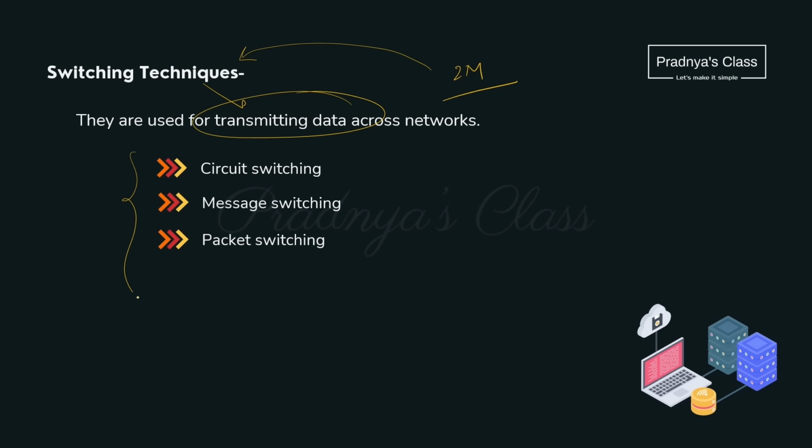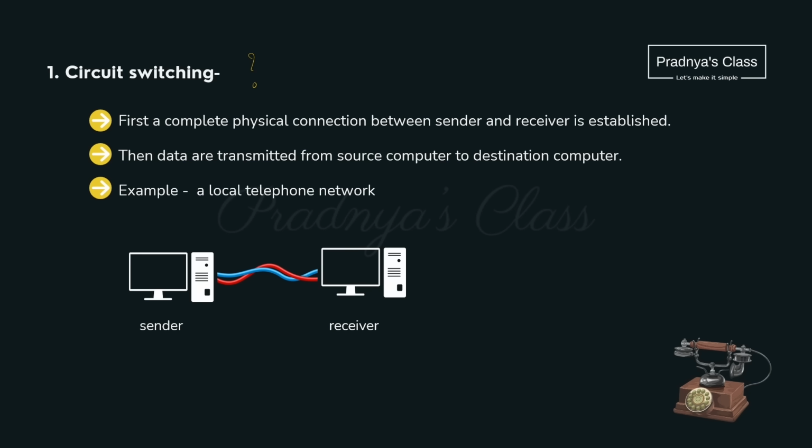There are 3 types of switching techniques: circuit switching, message switching and packet switching. Let's understand the first one, that is circuit switching. In this, a physical connection will get established between sender and receiver, and it is obvious that data will get transmitted from sender to receiver. The telephone is an example of circuit switching.